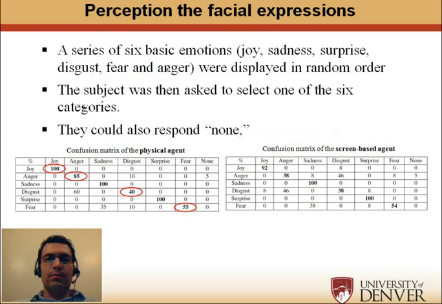In the first experiment, participants watched the robot agent and a screen-based agent in 2 different sessions randomly. A series of 6 basic emotions were displayed in random order, and the subjects were asked to select their perception. They also could select none. The confusion matrix of recognized expressions on the physical agent and the screen-based agent are shown here. As it shows, the expressions joy, anger, disgust, and fear were better perceived on the physical agent.